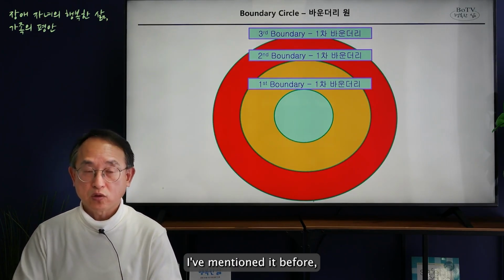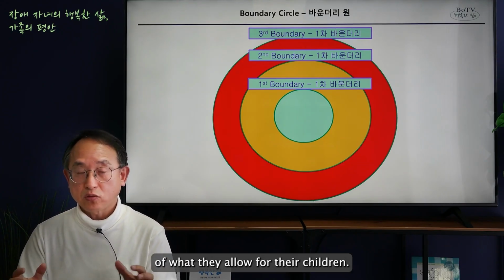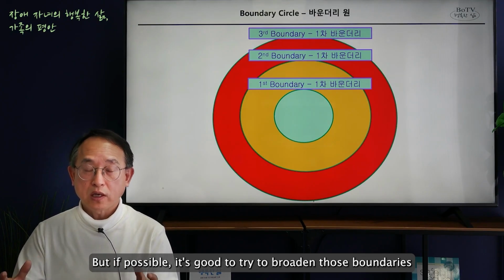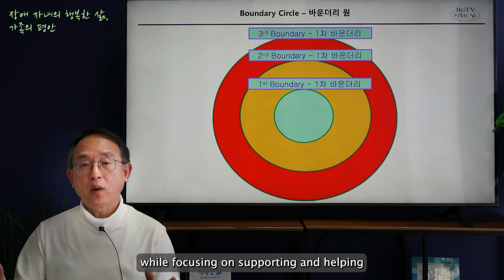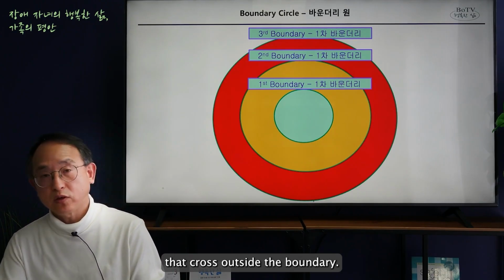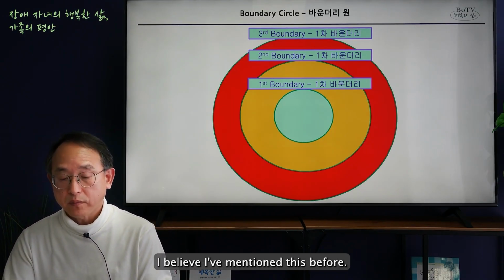I've mentioned it before, but parents often have a very narrow range of what they allow for their children, the boundary. But if possible, it's good to try to broaden those boundaries, while focusing on supporting and helping to improve the more risky behaviors that cross outside the boundary. I believe I've mentioned this before.